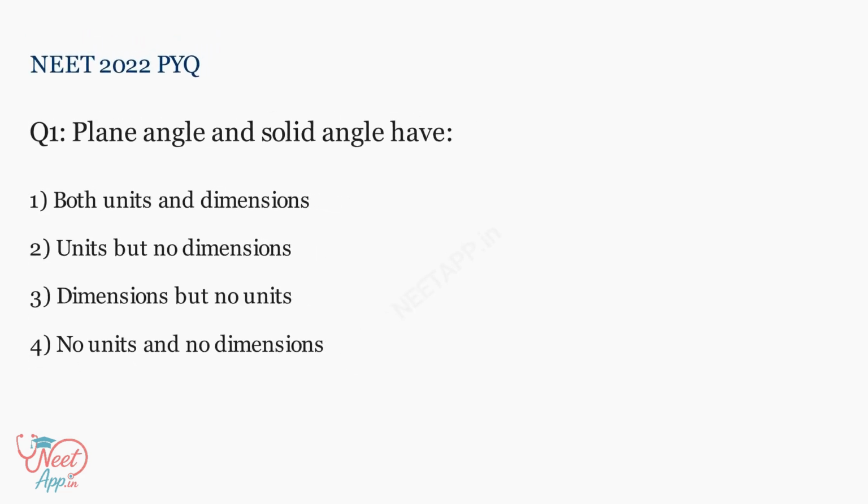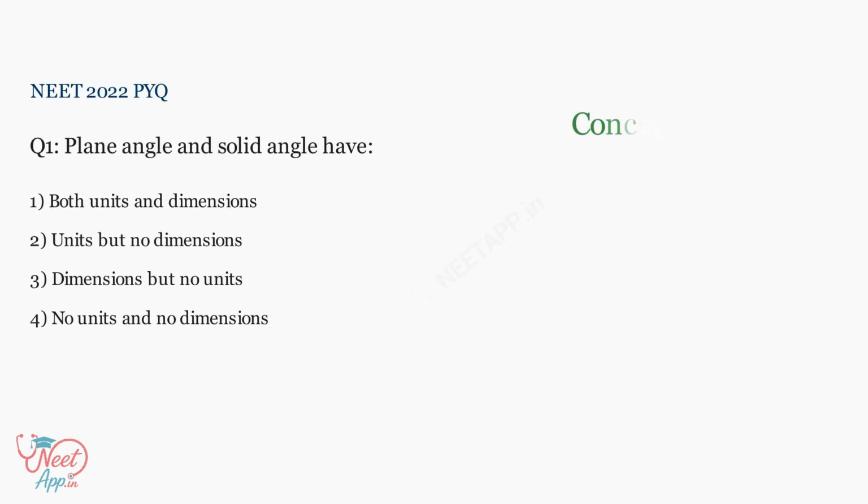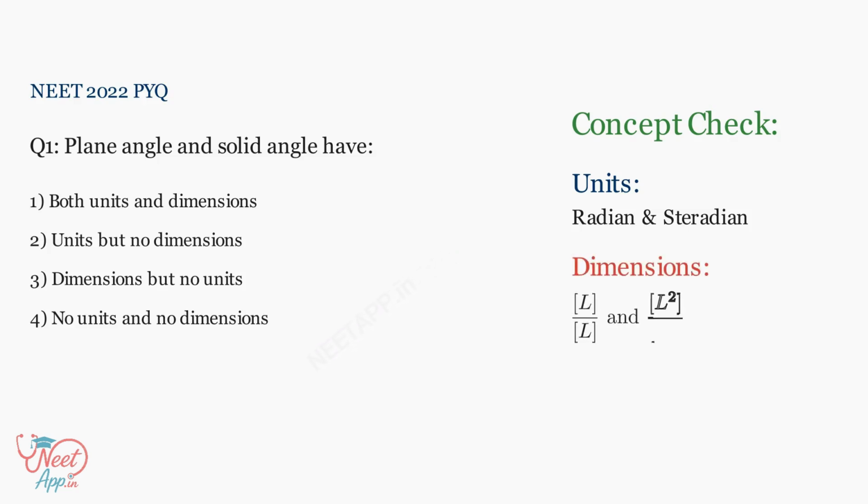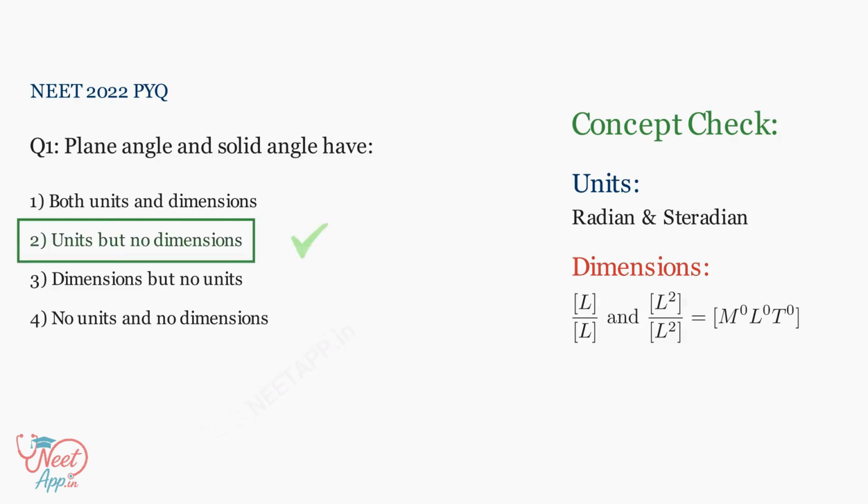Let us run a quick concept check. First, do they have units? Yes, the plane angle is measured in radians and the solid angle is measured in steradians. Next, do they have dimensions? As we just learned, both are ratios of similar quantities, length divided by length and area divided by area. This means that dimensions cancel out entirely, leaving us with exactly M⁰L⁰T⁰. They are dimensionless. Therefore, they possess units but no dimensions. The correct choice is option 2. Mark it and secure your +4 marks.